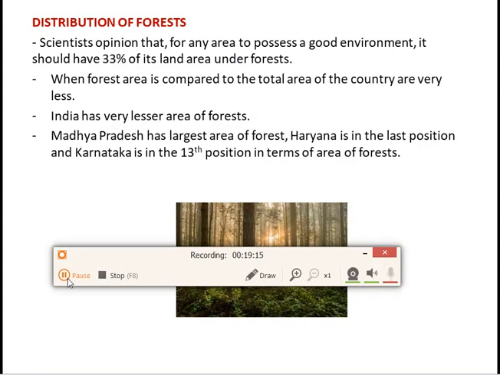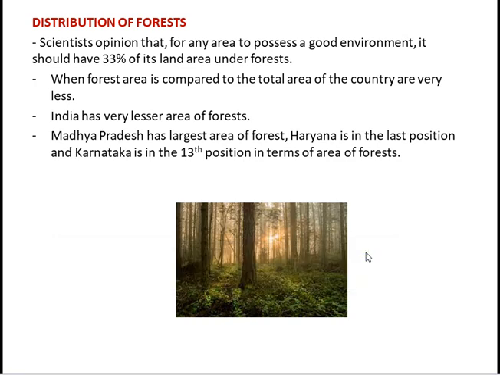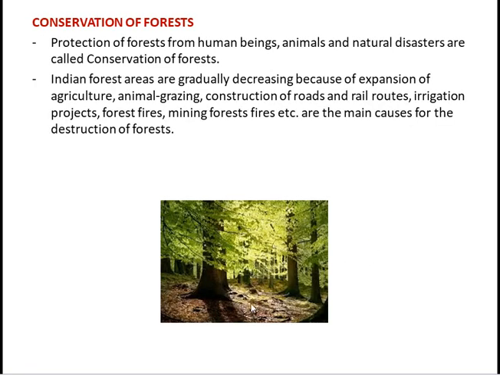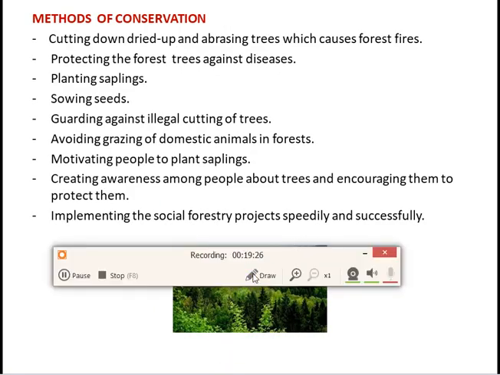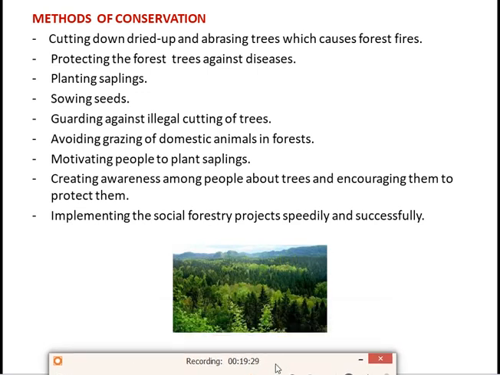Now let's move to the next topic, that is methods of conservation, means how we can conserve the forest, how we can protect the forest, that we will go through now. So the first method of conserving or protecting forest is cutting down dried up and unused trees which cause forest fires. Once the trees are dried or not used at all, then we should cut down those trees, and if we cut down those trees we will get space for growing another tree. So this is the first method by which we can conserve the forest. You have to cut down the dried up trees so that they cannot cause forest fires.